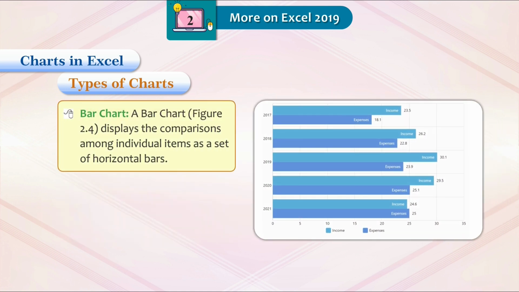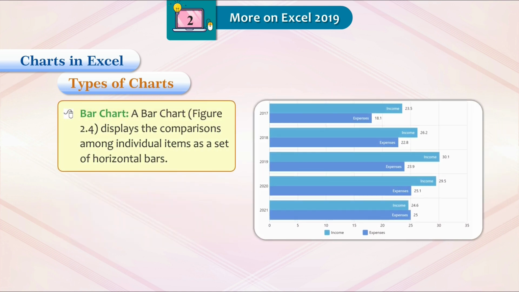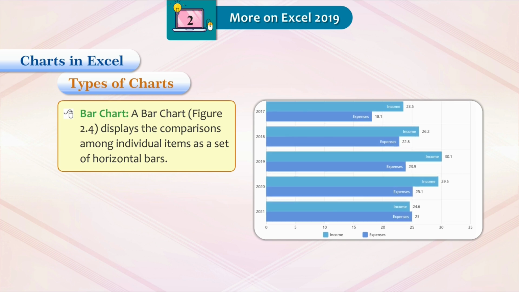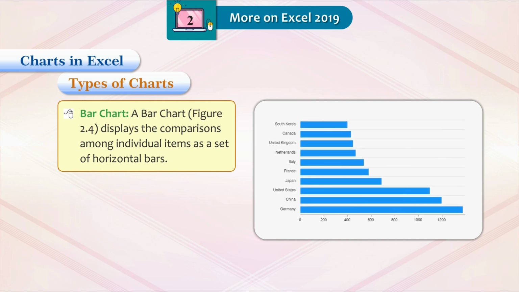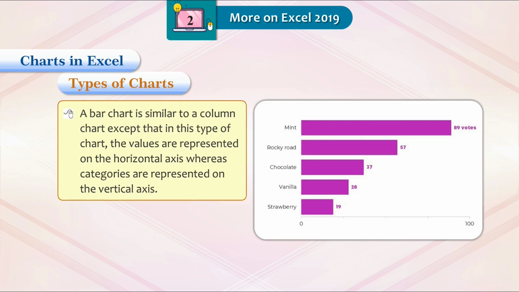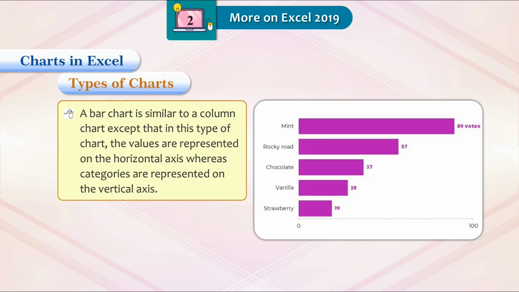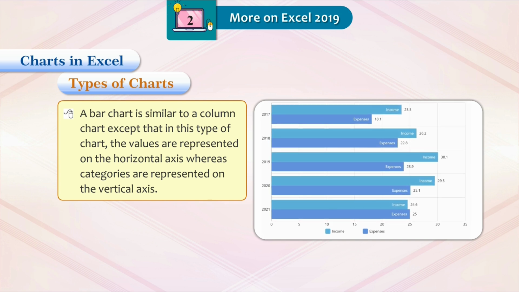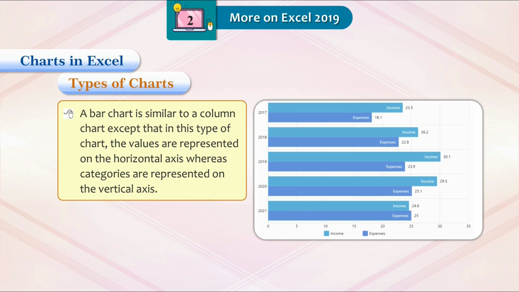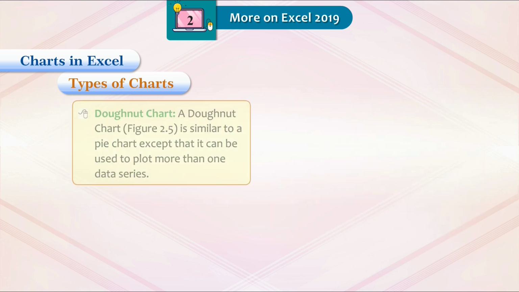Bar chart. A bar chart, referred to figure 2.4, displays the comparisons among individual items as a set of horizontal bars. A bar chart is similar to a column chart except that in this type of chart, the values are represented on the horizontal axis, whereas categories are represented on the vertical axis.